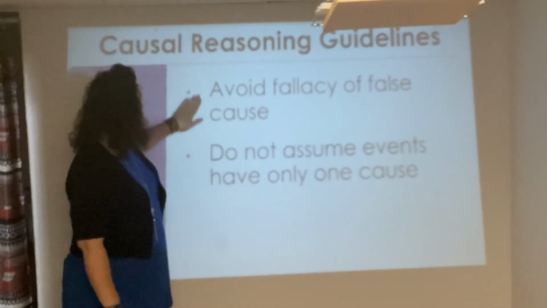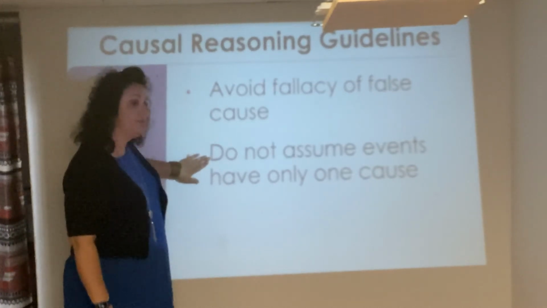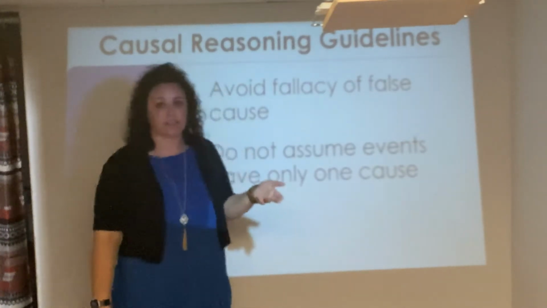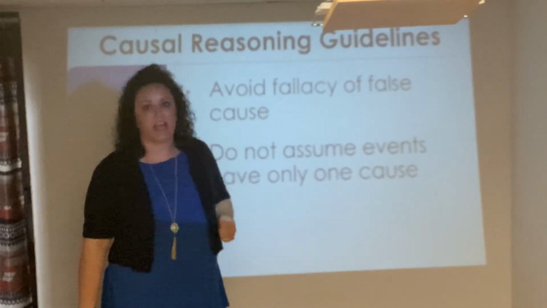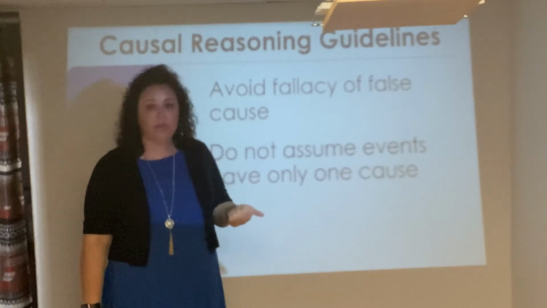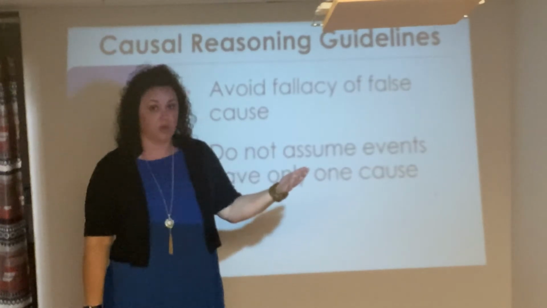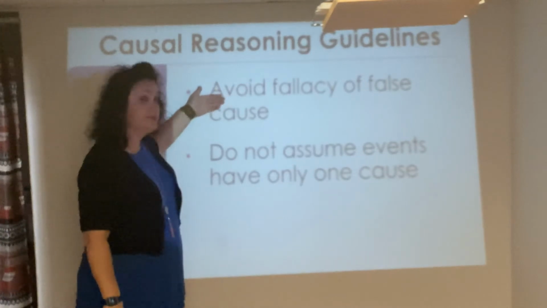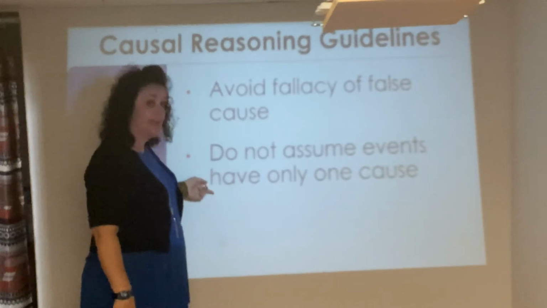Causal reasoning guidelines: avoid the fallacy of false cause, and do not assume events have only one cause. An example that I often use in my classes is lung cancer. People assume that you can get lung cancer from, that's right, secondhand smoke. But there are actually other ways people get lung cancer. So you can't automatically assume that just because a person has lung cancer, that means that they were a smoker. That's not exactly how it works. So make sure that you aren't using the fallacy of false cause and that you don't assume that events have only one cause.